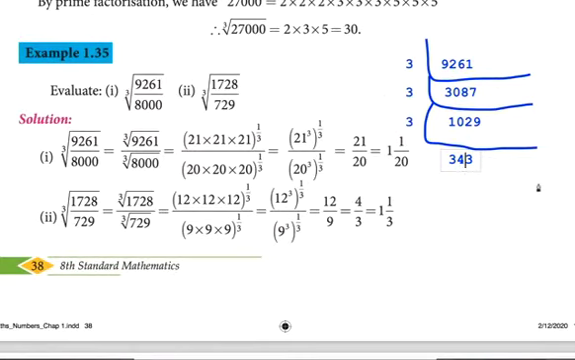Now I have to draw one more line like this. So again you have to bring 3. Write 3 here. No, not 3, 7. 7 4s are 28, right? 7 9s are 63.